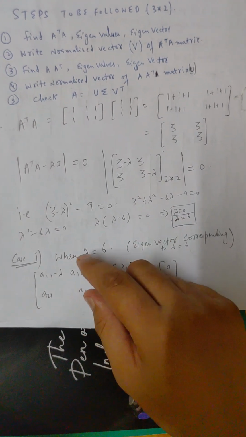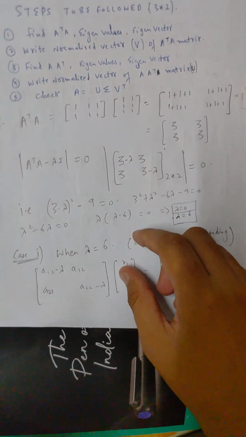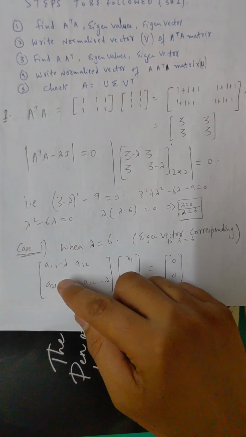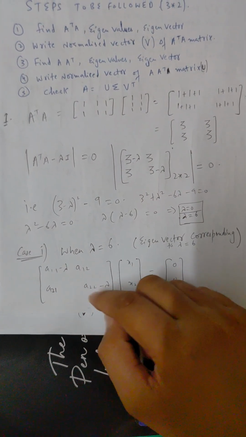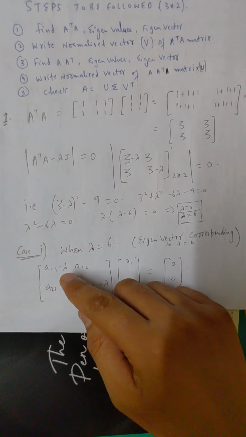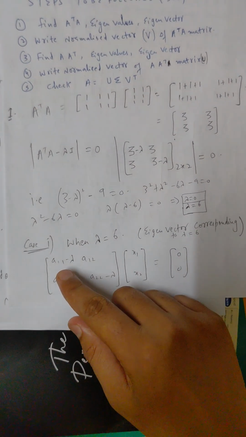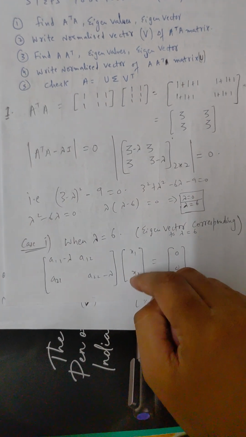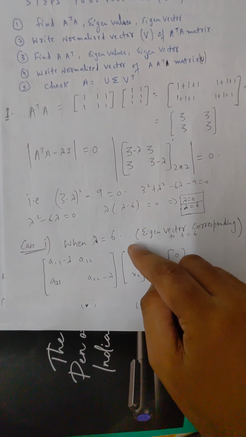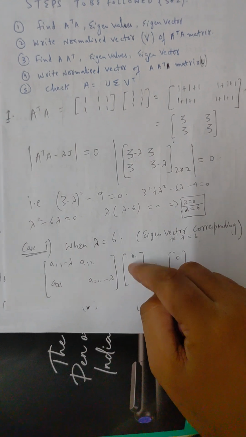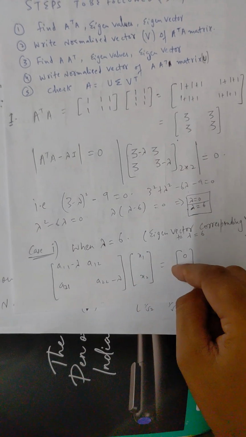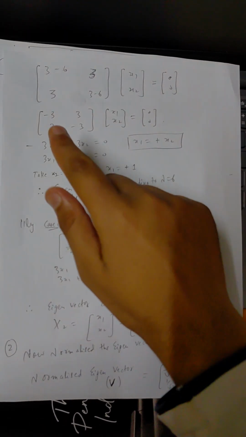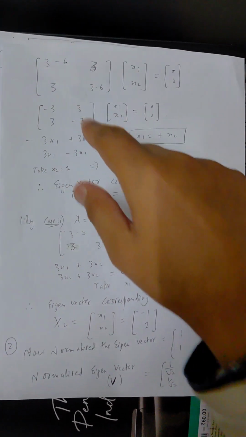First we will take lambda equal to 6. You can take 0 also, but I have taken 6. This is the generalized form of a 2 cross 2 matrix when we calculate the eigenvalues: A11 minus lambda, A12, A21, A22 minus lambda. Lambda is the eigenvalue that we have assumed here. We have to equate it to 0.